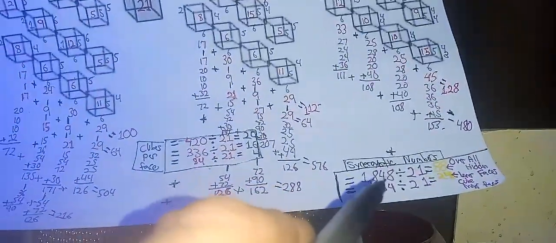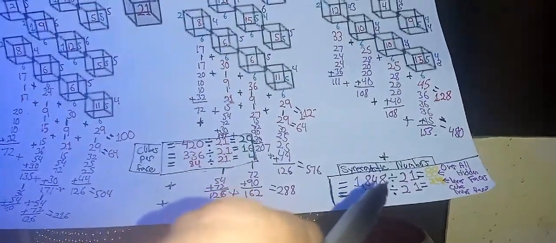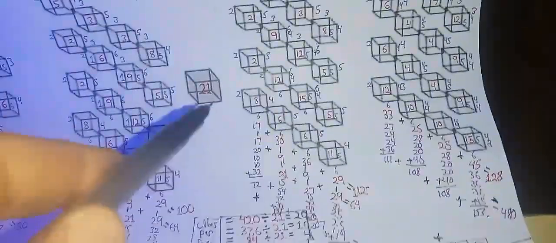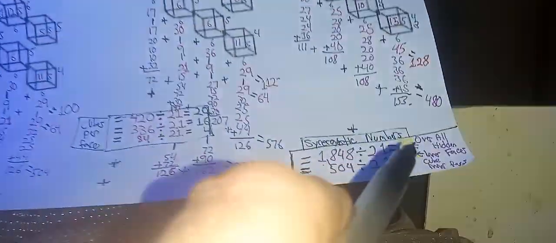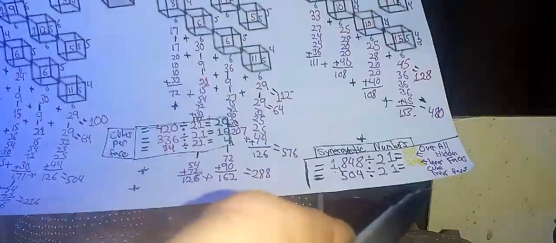You add all that up, and you get 1,848. Divide the original central ghost number into it, you get 88. Those are the overall hidden faces of all these cubes.